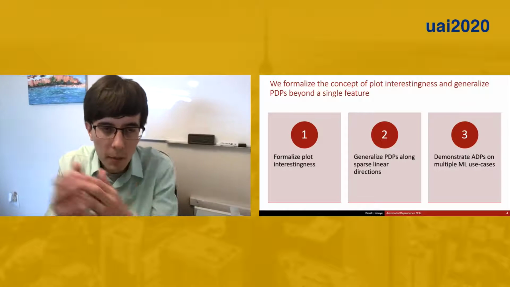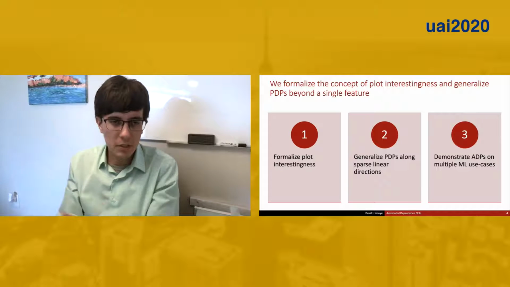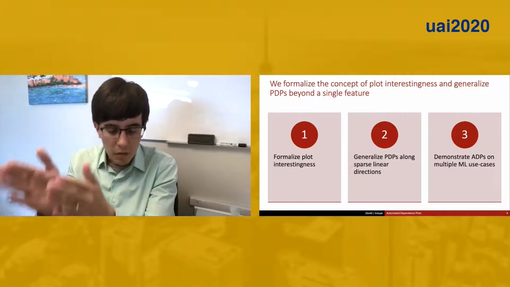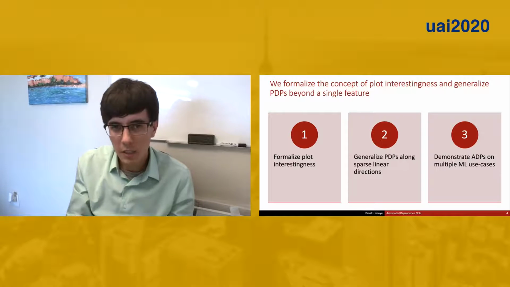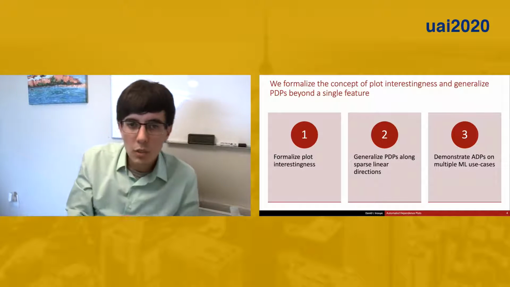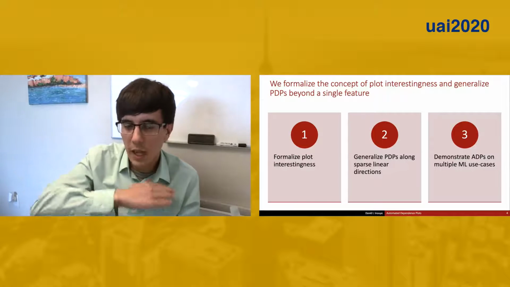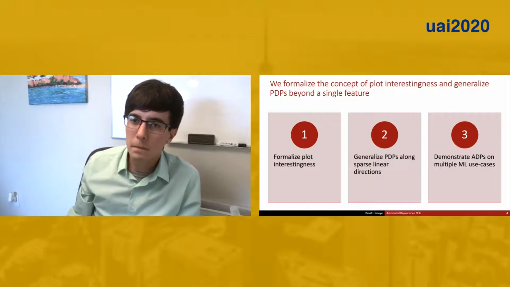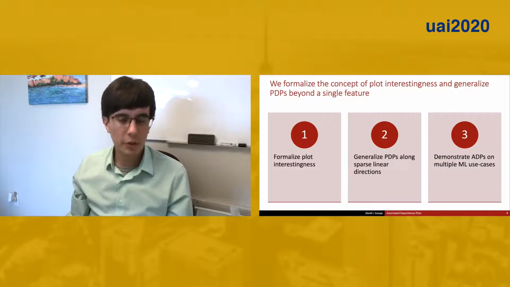In our paper, we first formalize what we mean by plot interestingness, and we carefully define some utilities with respect to that, depending on the context. Second, we generalize PDPs along sparse linear directions, so we're not just doing axis-aligned directions. Finally, we demonstrate ADPs on multiple machine learning use cases.